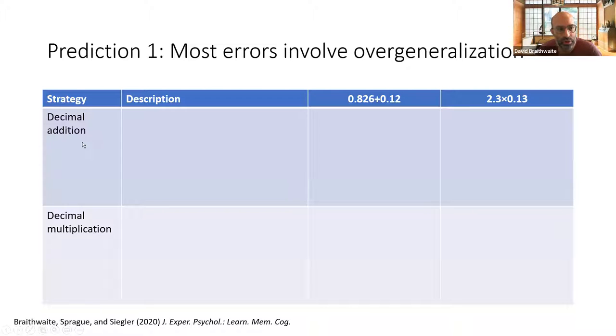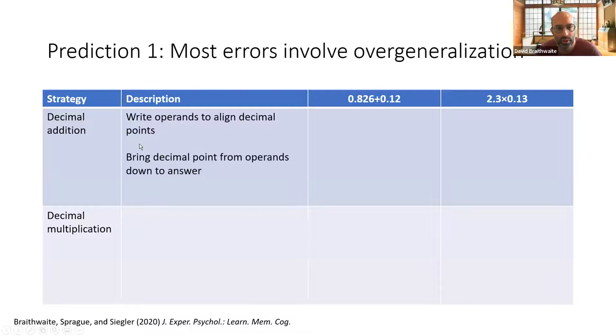First, as a brief review, the correct strategy for adding decimals requires that you first write down the operands so as to align their decimal points. You then do the calculations, and finally you bring down the decimal points from the operands into the answer. So to illustrate a use of that correct strategy with the problem 0.826 plus 0.12, here's an example from students' written work in which they've used that strategy correctly.